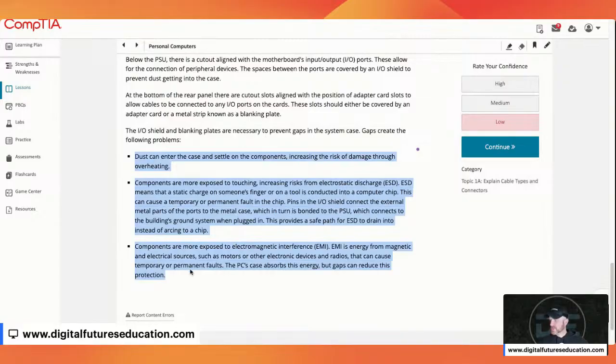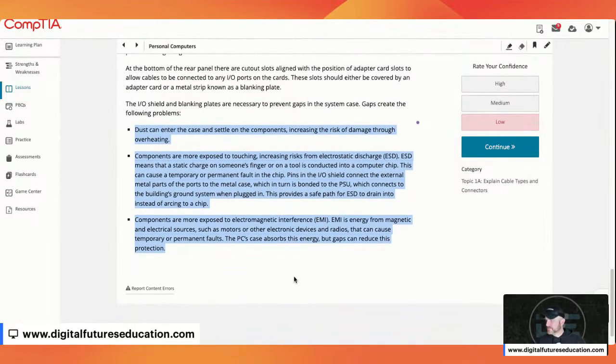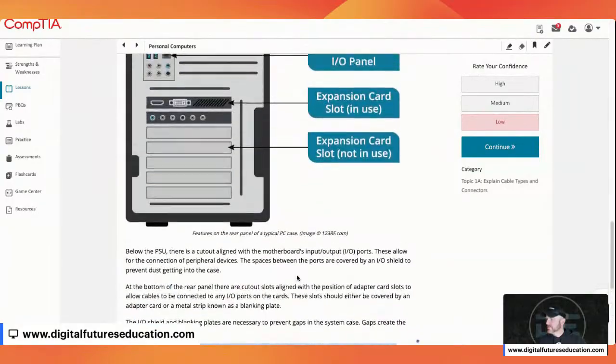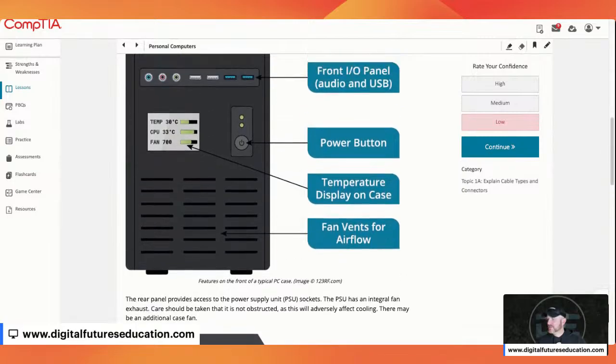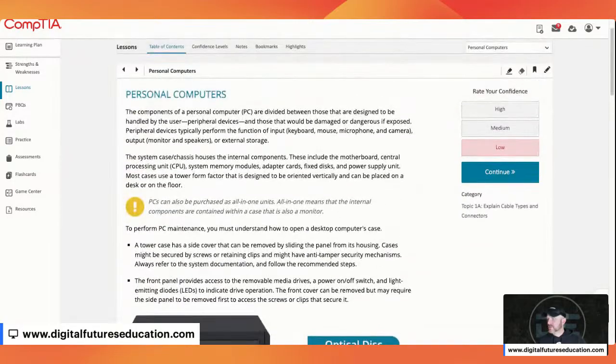Components are more exposed to electromagnetic interference, EMI. EMI is energy from magnetic and electrical sources, and this can cause temporary or permanent faults. So that's just an introduction to the front and back of a PC and the personal computers.